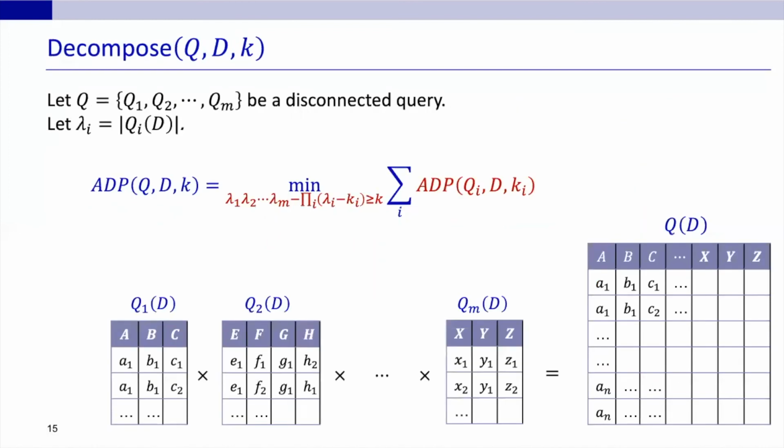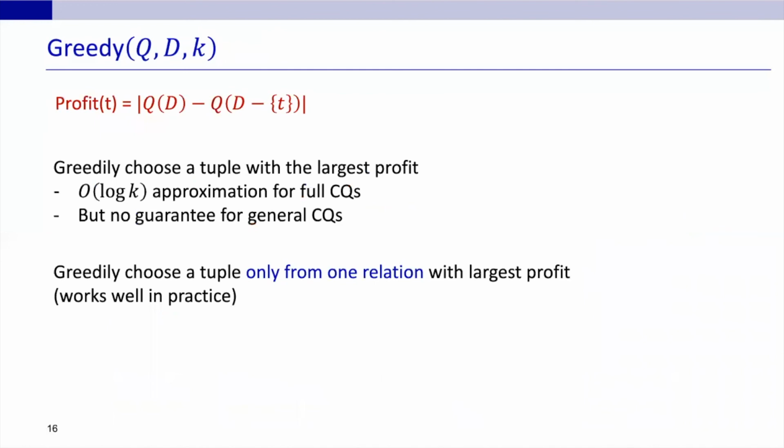When Q is disconnected, define lambda_i as the output size of Q_i. Note that the original query is the Cartesian product of all subqueries. In this way, we can reduce the original problem into a set of subproblems on each subquery, the original database, and the parameter k_i. Similarly, the constraint is to remove at least k query results while minimizing the sum of input tuples removed. When no more simplification steps can be applied, we invoke the greedy heuristics.